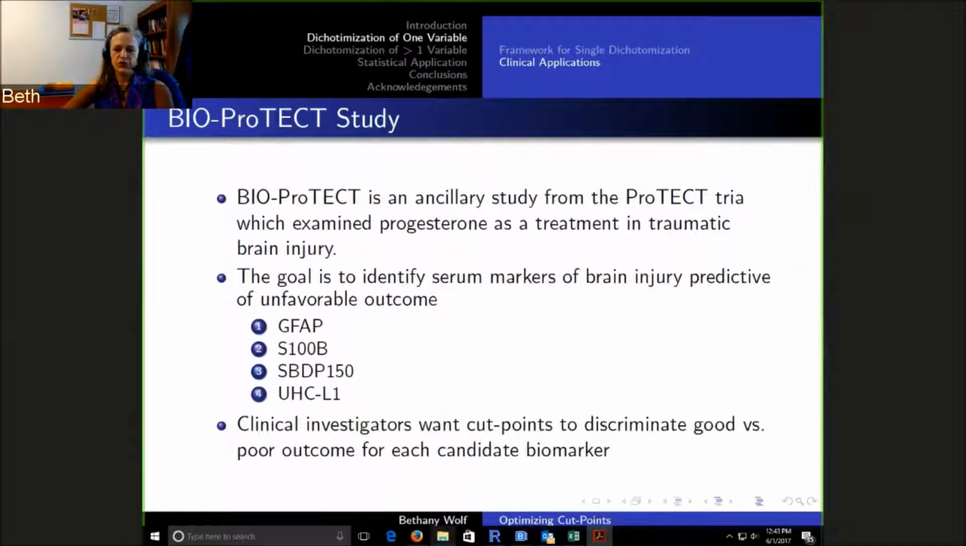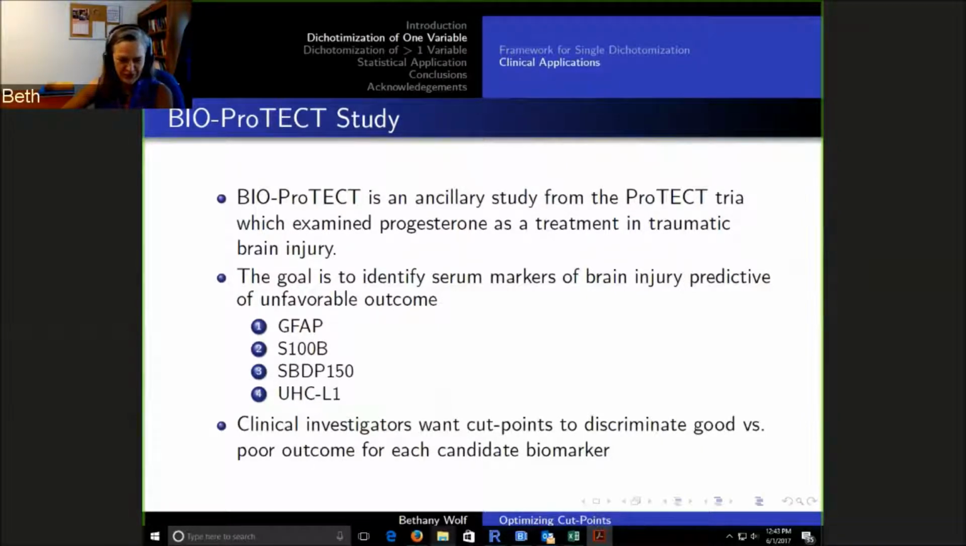The original Protect trial was examining progesterone as a treatment for traumatic brain injury, but they also wanted to look at serum markers to figure out if they could determine whether or not somebody was likely to have an unfavorable outcome. And so here's 4 of the predictors that they looked at: GFAP, S100B, SBDP 150, UCH-L1.